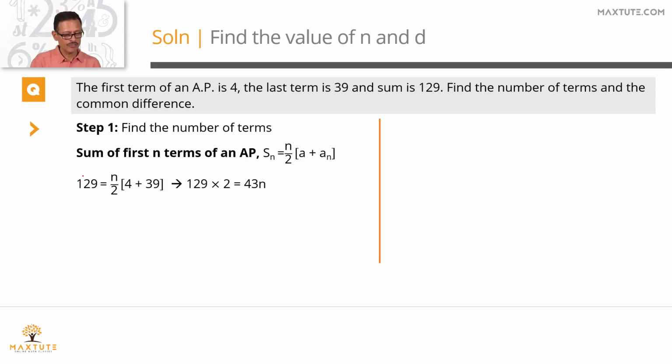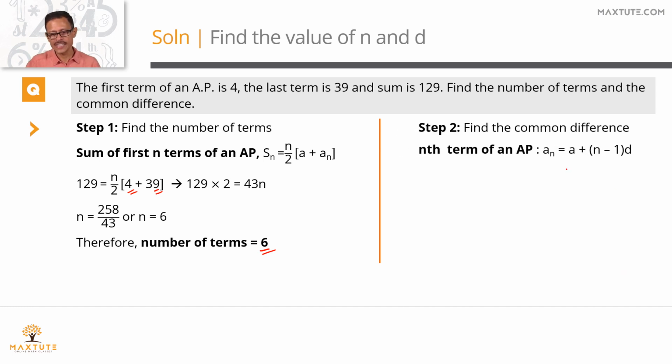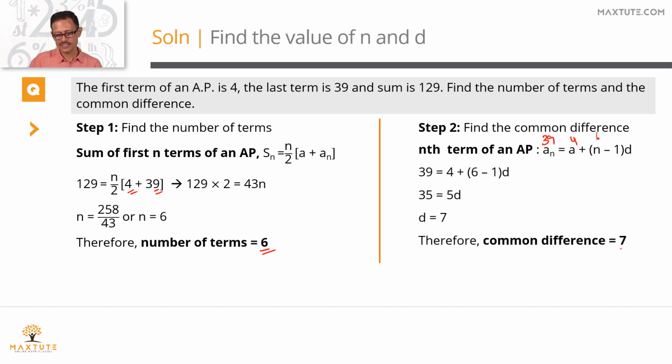Right? Plugging in the value of Sn as 129, first term, last term, finding out the value of n to be 6. Plugging that value into an equals a1 plus n minus 1 into d, 39. The first term is 4. We found out the number of terms to be 6. We realize that the common difference is equal to 7.